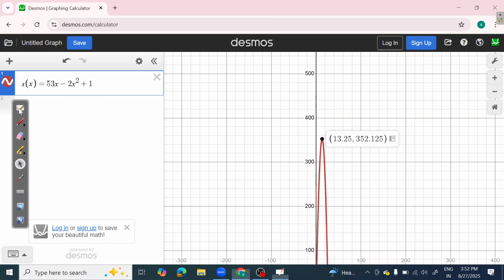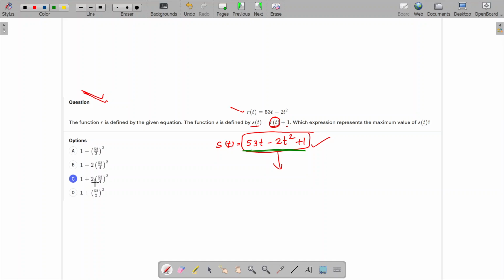Let's see. Yes. Can I solve them and check by finding the decimal value? Yes, let's do it. 1 minus 53 by 2 whole square.